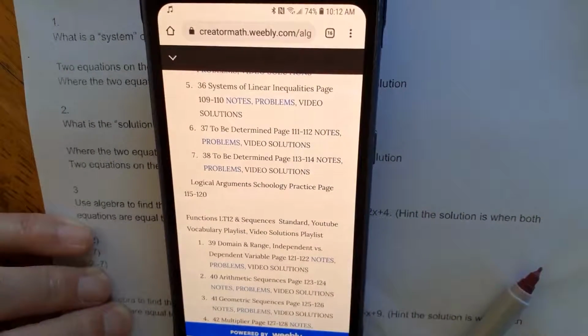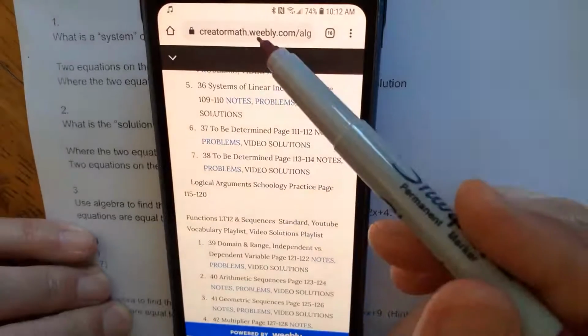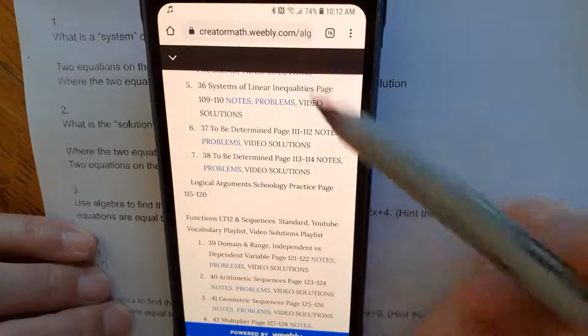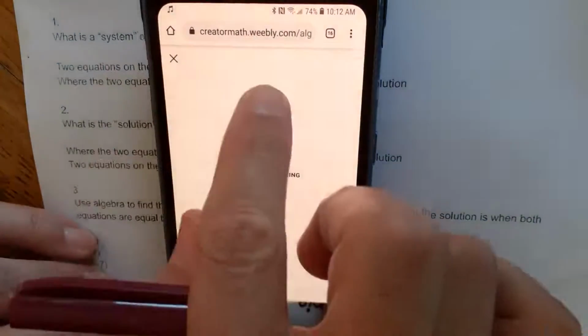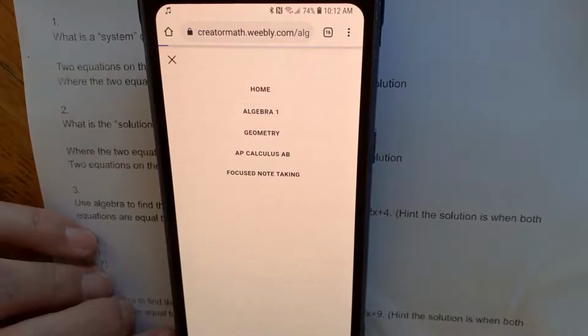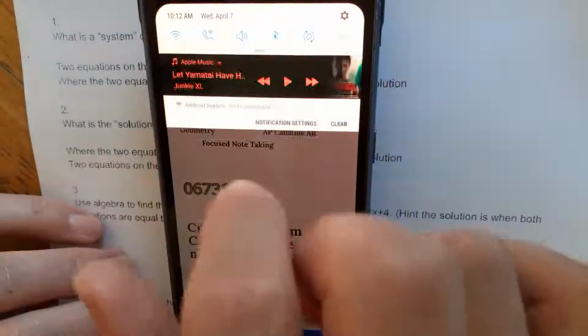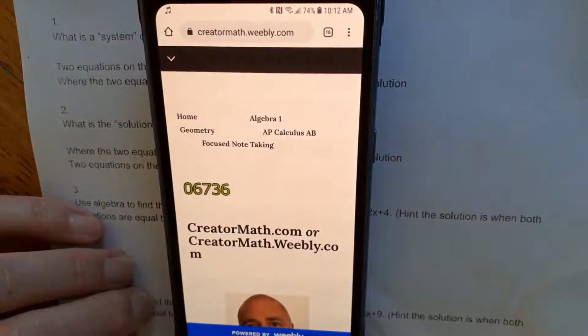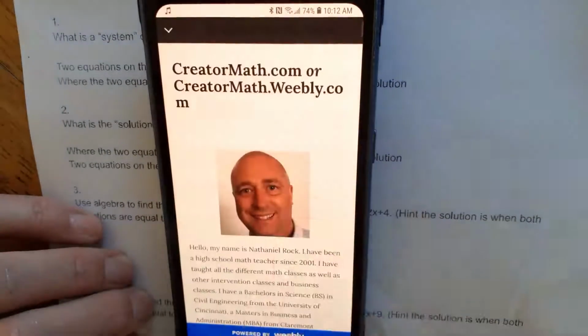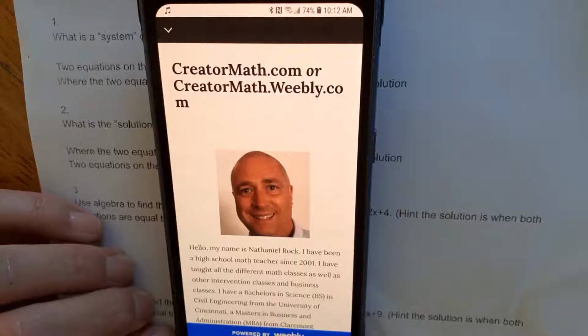Alright, so there's the name of the site, creatormath.weebly.com. Type that into Google. If you do and things are working right, which I hope they are, here's what the home page looks like. If we get there, that's what it is.